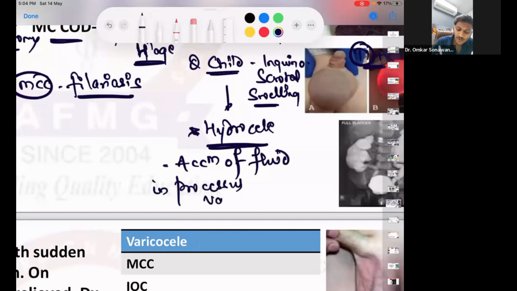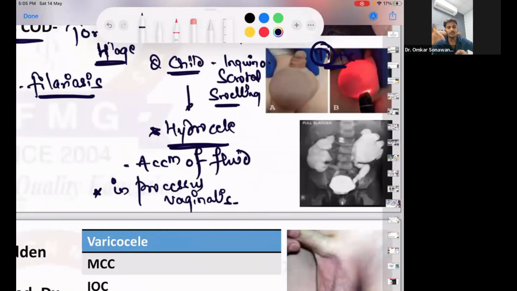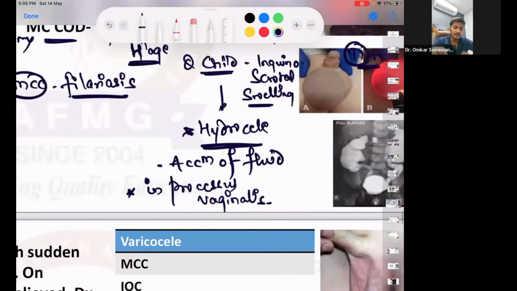This processus vaginalis is the one which brings down the testis into the scrotum. It obliterates after birth. But if the processus vaginalis remains patent and there is accumulation of fluid, that would lead to formation of a hydrocele. On palpation, it would be a cystic swelling. On ultrasound scrotum, you can see a blackening, which is suggestive of fluid. And on transillumination, it will be brilliantly trans-illuminant.